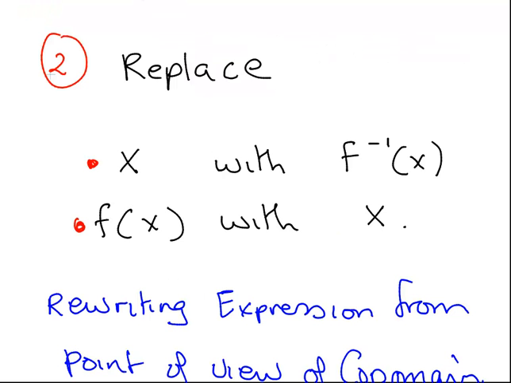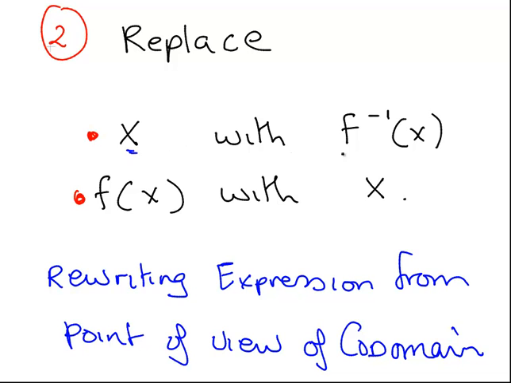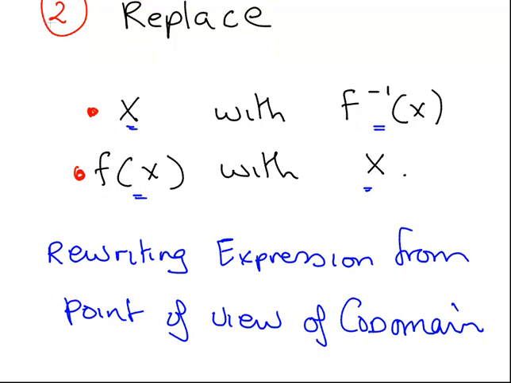The second step, when we have that done, is we replace x with f minus 1 of x and f of x with x. The point of this is we're rewriting the expression from the point of view of the codomain. There is a rationale to it; it's not an arbitrary thing to do. We're essentially given the instructions in reverse, so you just have to change the terminology accordingly. Okay, so let's get into it.